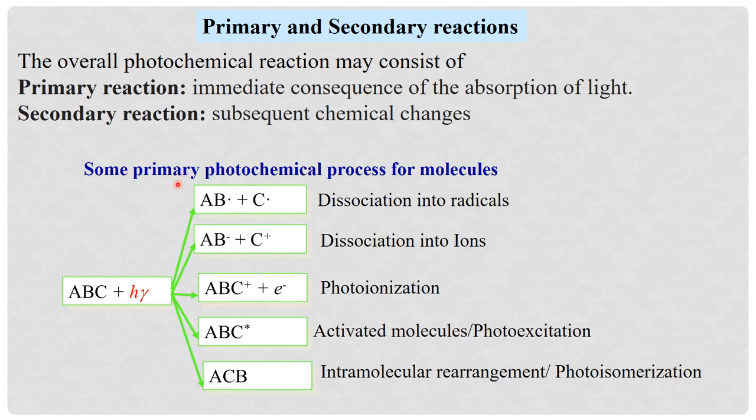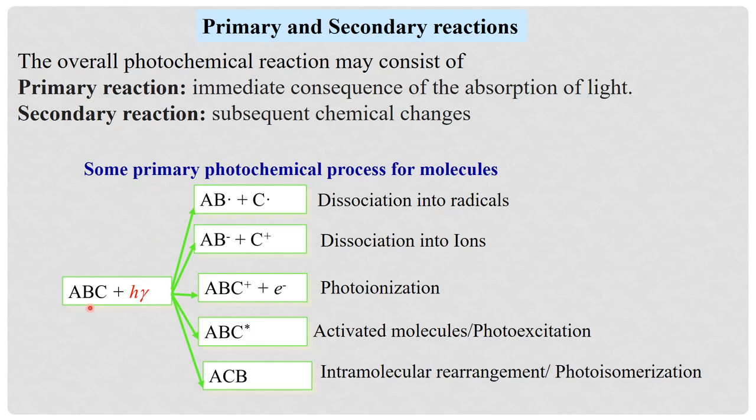Here are some of the primary photochemical reactions or processes. We will see in our next few lectures the secondary reactions, which involve the chemistry of olefins, Norrish type 1 reaction, Norrish type 2 reactions, and there are hundreds of such examples.